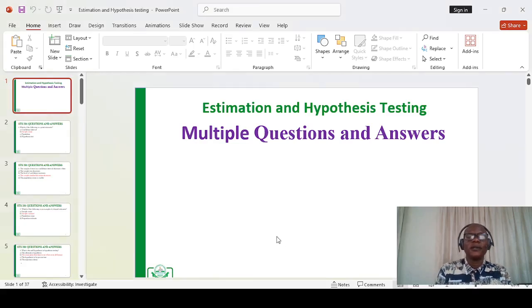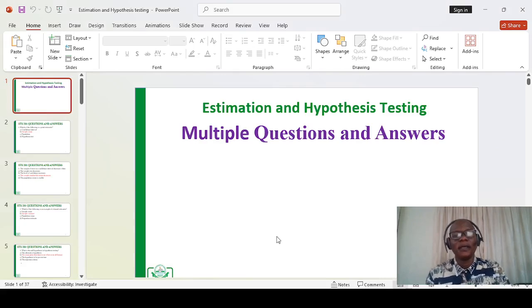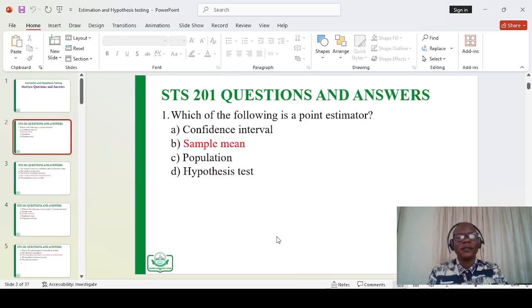Hello students, so we want to discuss multiple questions and answers under estimation and hypothesis testing. The first question, which of the following is a point estimator? So sample mean is a point estimator because for sample mean you have a single value.